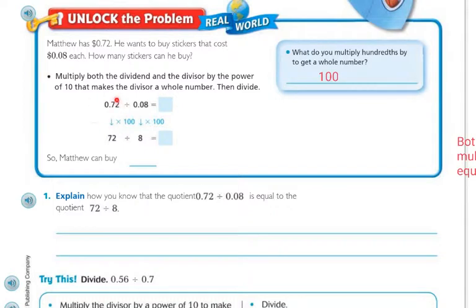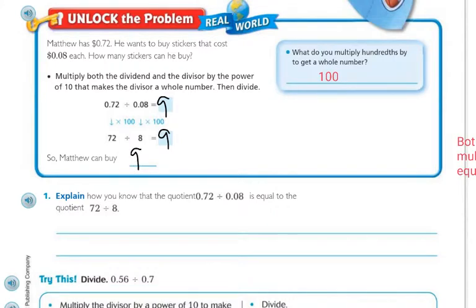So first we're going to turn this number into a whole number and this number into a whole number. So 72 hundredths times 100 is 72, and 8 hundredths times 100 is 8, right? So when I do 72 divided by 8, I get 9. And 72 divided by 8 is 9. So Matthew can buy 9 stickers.